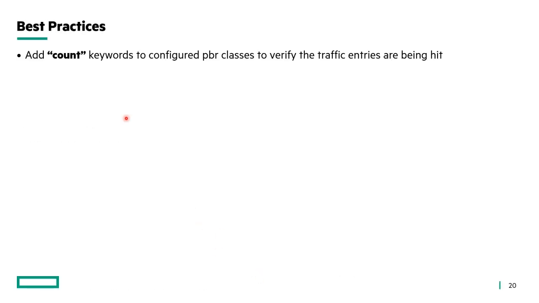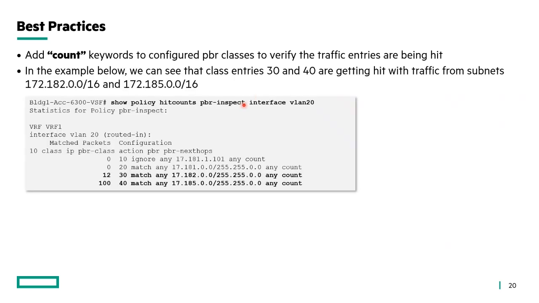So best practices: it's always useful, especially for troubleshooting, to add count keywords to the PBR classes so that you can verify the traffic classes are being hit. Otherwise, you really need to look at packet captures to see what's going on. So in this example below, we can see that the class entries for 30 and 40 are getting hit with traffic from subnets 172.182 and 172.185. So these hit counts are incrementing, so we know that the policy is being applied and matched.